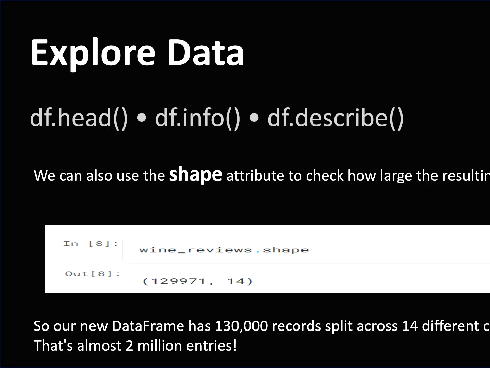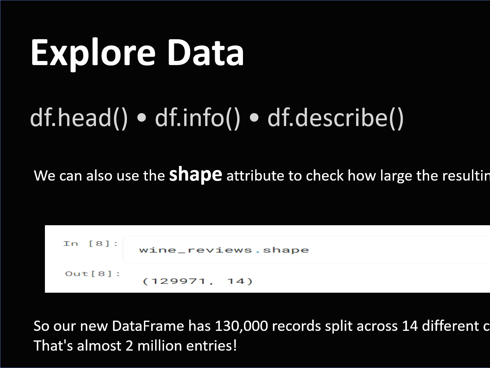Let's see what we can do. We can explore data by adding some functions like dataframe.head, dataframe.info, dataframe.describe, etc. Let's see what these functions can do. We can also use the shape attribute to check how large the resulting data is. So if we add .shape to wine_reviews, we end up with this outcome.